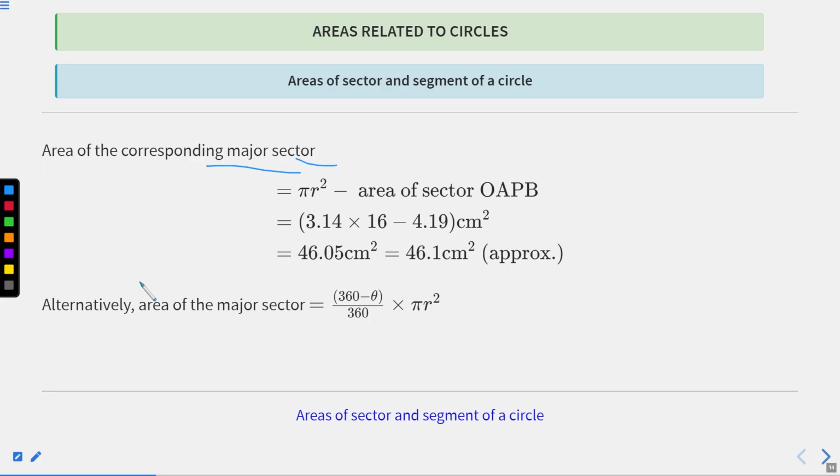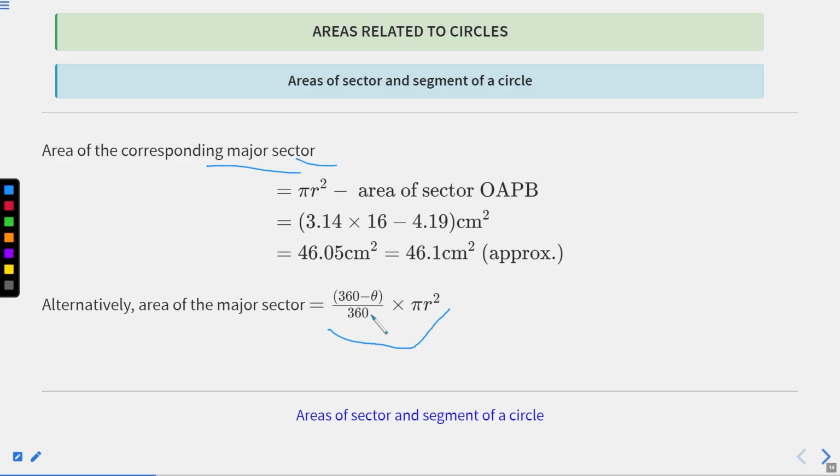Alternatively, we can use the area of the major sector is equal to (360 minus theta) by 360 into pi r square, since the angle of the major sector is equal to 360 minus theta degree. So you can use this formula also for finding the area of the major sector, and that is basically equal to 46.1 centimeter square approximately.